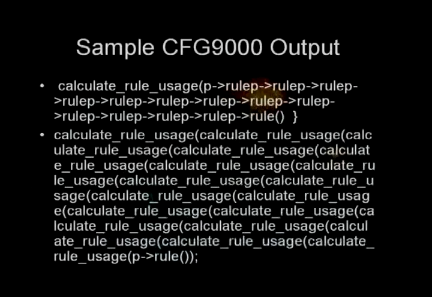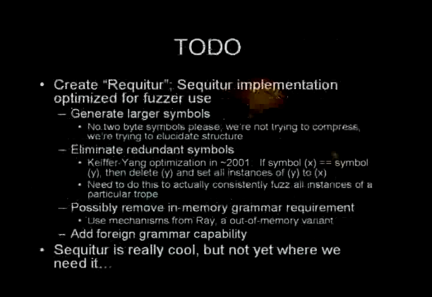So everything that we can see because it happens to be text, we can also do because it's actually finding the boundaries between a function and what's inside the function. And that's pretty cool. So, things to do. I got to create Requitor, which is a version of Sequitur that's optimized for fuzzer use. I need to generate larger symbols. It's kind of built for compression, and compression doesn't care if it makes a symbol for a 2-byte sequence. However, that's not very useful because 2-byte sequences happen randomly in any data set of normal size.